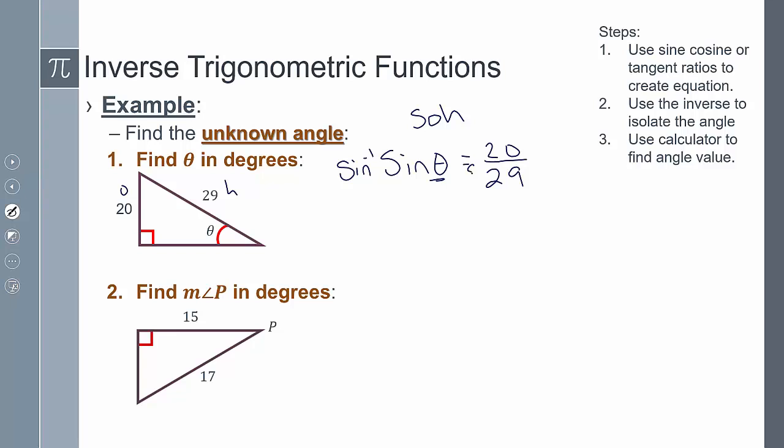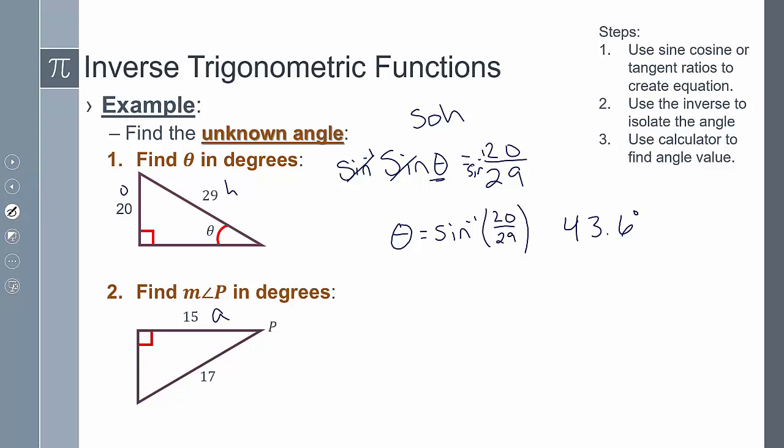So we use the sine inverse. It's a left-handed operation, so you write it on the left side. And then the sine inverse and the sine are going to cancel out. Once you get theta by itself, that's the angle, now you just enter that in your calculator. So sine inverse of 20/29. You simplify that, and that's going to be 43.6 degrees.